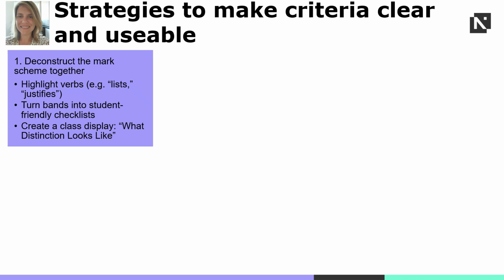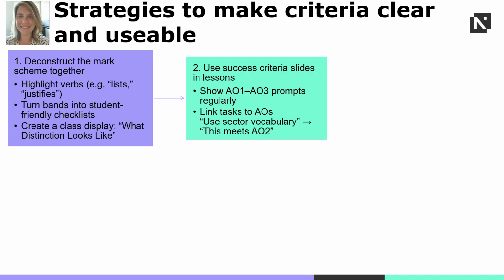Second, integrate success criteria into everyday teaching. Use slides in your lessons that refer explicitly to the assessment criteria. This not only helps students understand the task, but connects their learning directly to how well they're assessed. For example, pointing out that using sector vocabulary demonstrates AO2 helps them to make that connection.